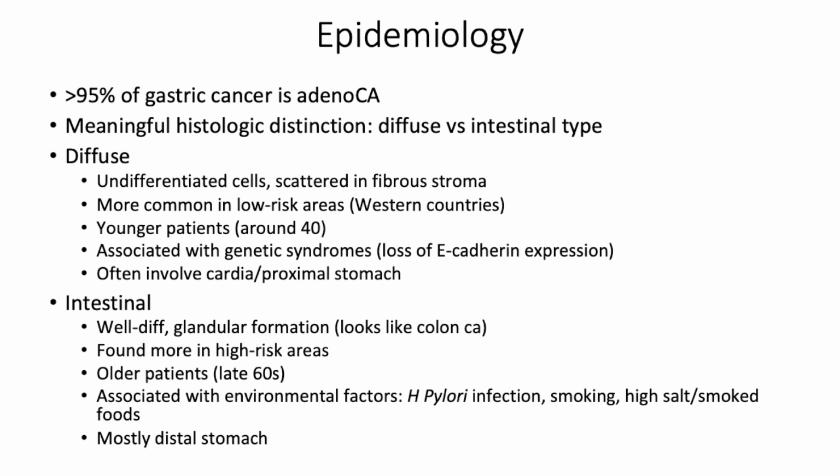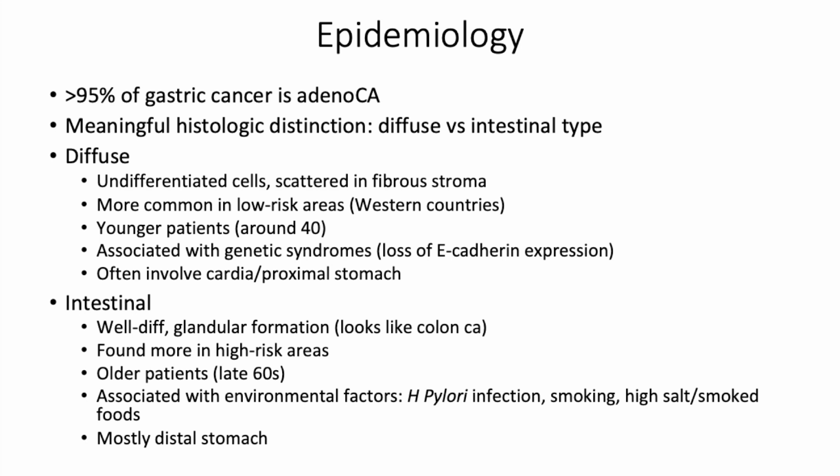Intestinal type, so sort of all the opposite. These are more well differentiated. They form glands and look more like a colon cancer under the microscope. They're found in the more high-risk areas, so again, the Asian countries. Found in older patients, associated with environmental factors such as H. pylori, smoking, high salt, and smoked foods. And they're found mostly in the distal stomach, so these can often be treated with subtotal gastrectomy.